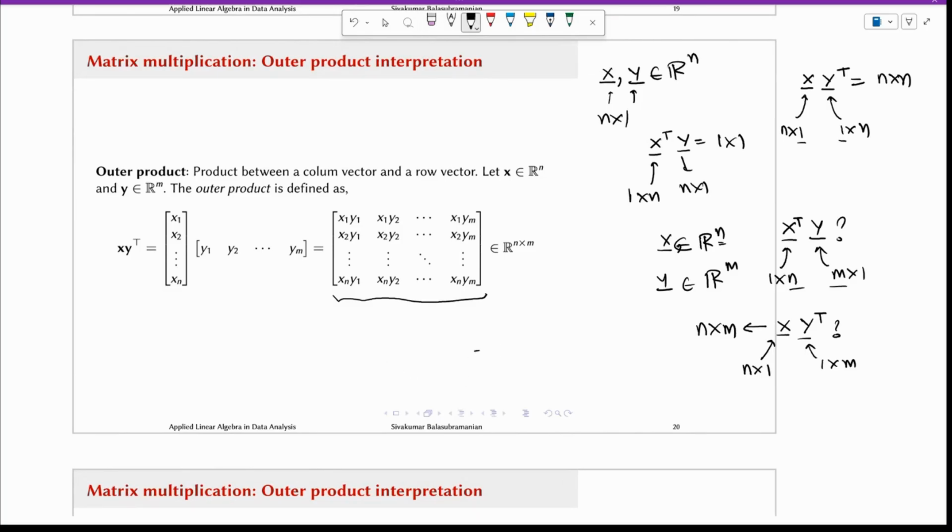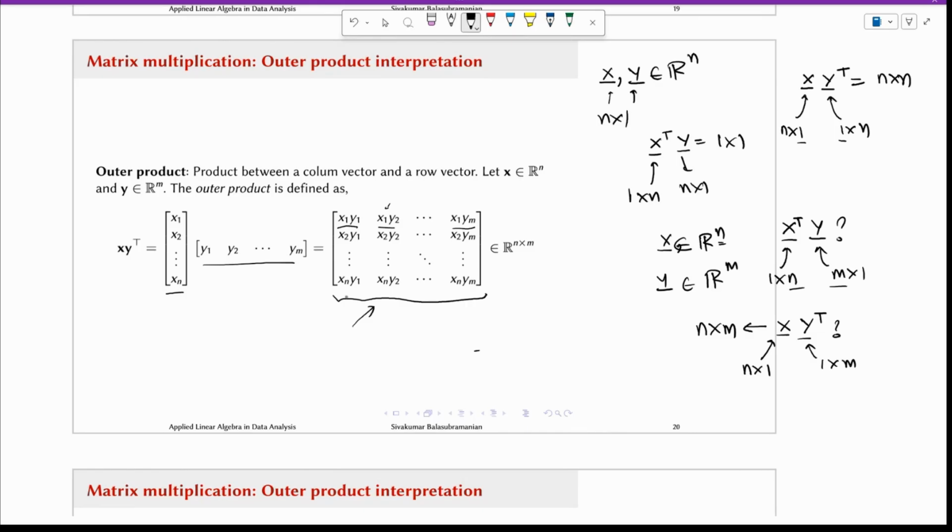You know how to do the inner product. You multiply the individual elements, add them all together. What will happen if you do this operation, a column post multiplied by a row? What will be the elements of the resulting matrix? Well, the first element will be x1 y1. That's it. There is only one column and one row. Product of those two. The first row, second element will be x1 y2, and so on and so forth.